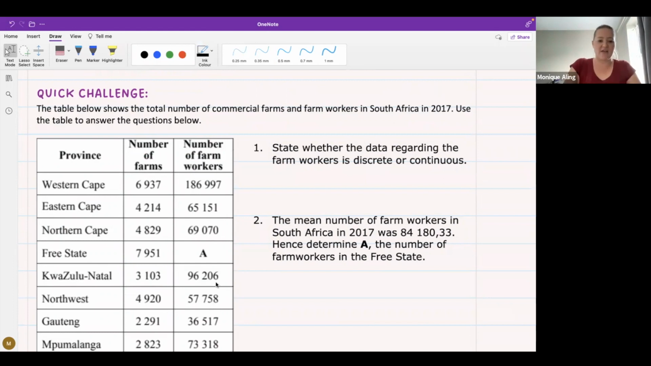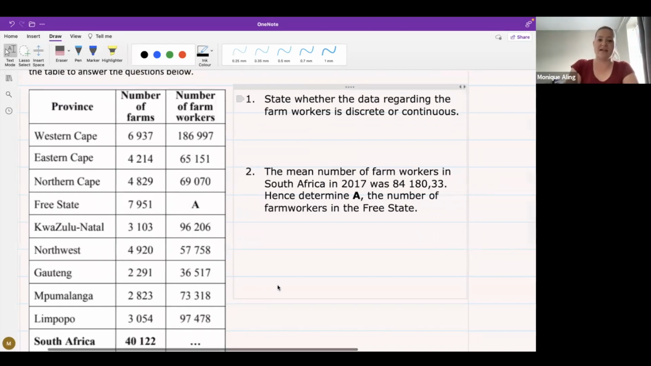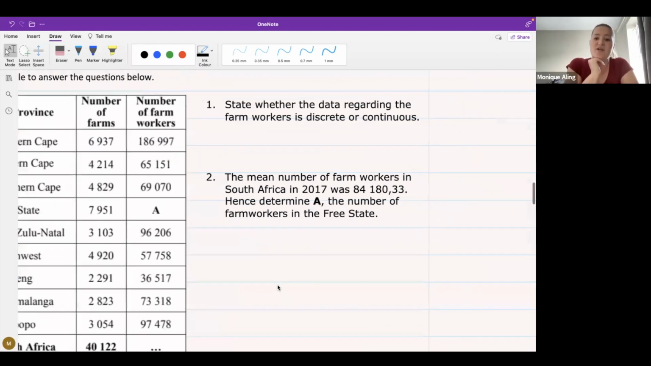Okay, so if we look at our table, remember, always just take a moment to look at what has been given to you before you worry about the questions. We've got our different provinces, the number of farms in each province, and the number of farm workers for each province. First question, state whether the data regarding the farm workers is discrete or continuous.